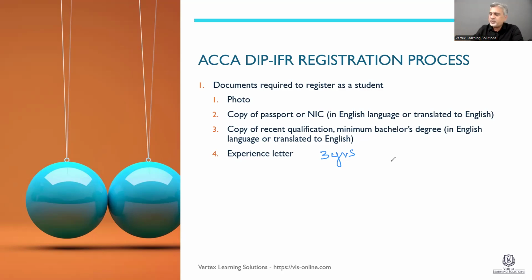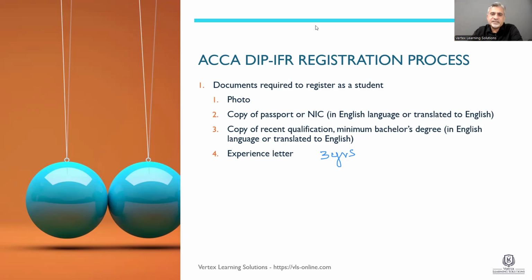There is no need to mention the position, the role, the job description, nothing. Just simple 2 lines. Has been working in accounting and finance department since 1st January 2020, 1st January 2022, whatever it is. That's all. Your name, full name, accounting and finance department, and the beginning date. If this one experience certificate completes 3 years, or if it is 3 years or more, that is fine enough. If it is less than 3 years, then get a similar one from your previous employer.